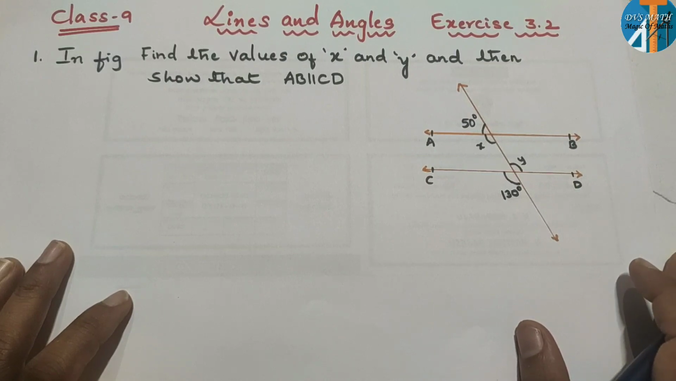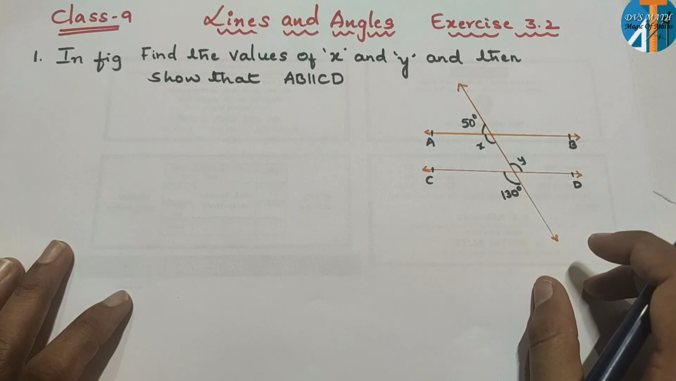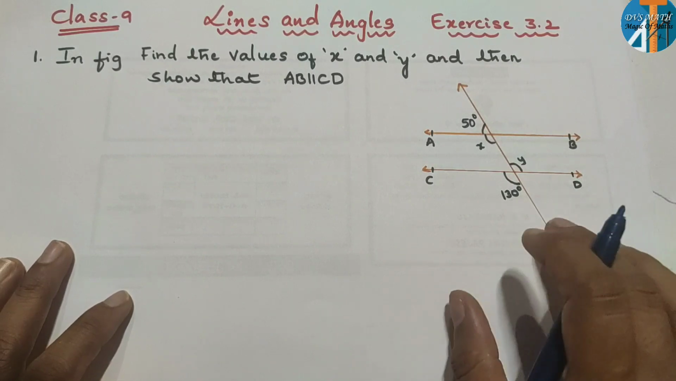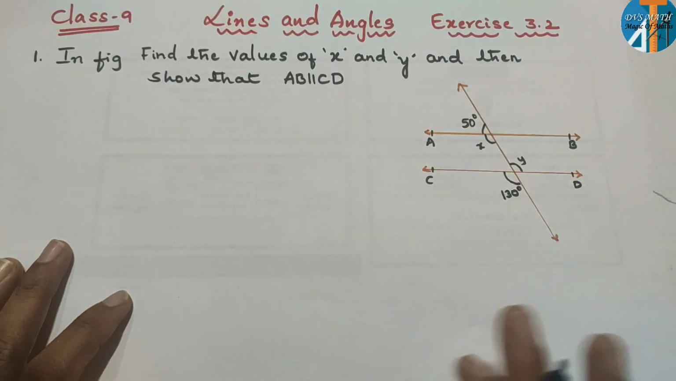In the figure, find the values of x and y and then show that AB is parallel to CD. Okay, so here they're not saying AB is parallel to CD. We have to prove that.